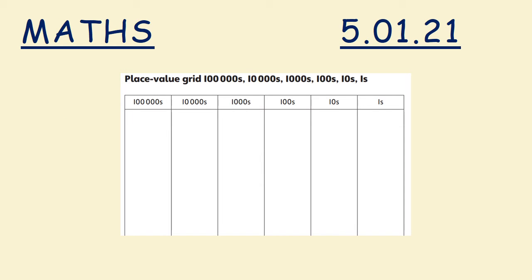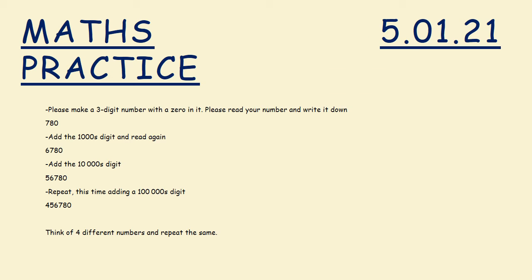You are going to use a place value grid to help you with your learning today. So now together we're going to make a 3-digit number with a zero in it. Then we're going to add the thousands, 10,000s, and 100,000s, and then I ask you to have a go with 4 different numbers.